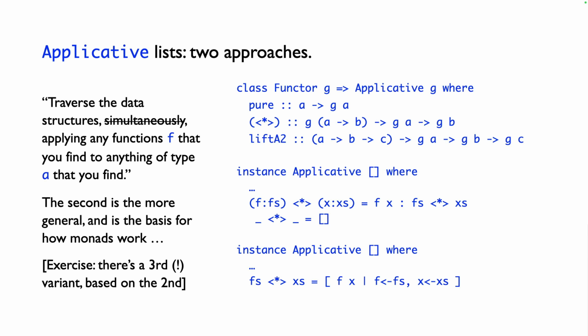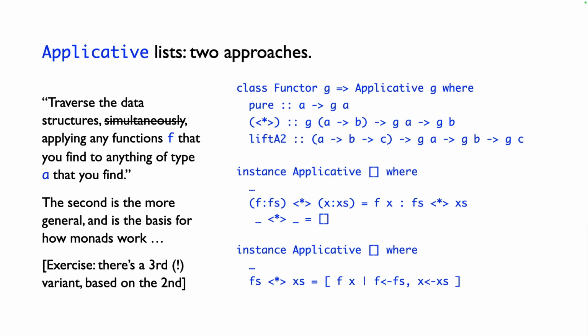Now, for lists, we'll see that there are two ways we can define lists as an instance of applicative. We can traverse the data structures simultaneously, applying functions to arguments, or we can just traverse the data structures not simultaneously, just pulling arguments and functions out willy-nilly and then returning the result. So in the first case, the one that's presented first, we run along the lists in lockstep. We take the first element, which is a function, the first element, which is an argument, apply the function to the argument, and then recurse.